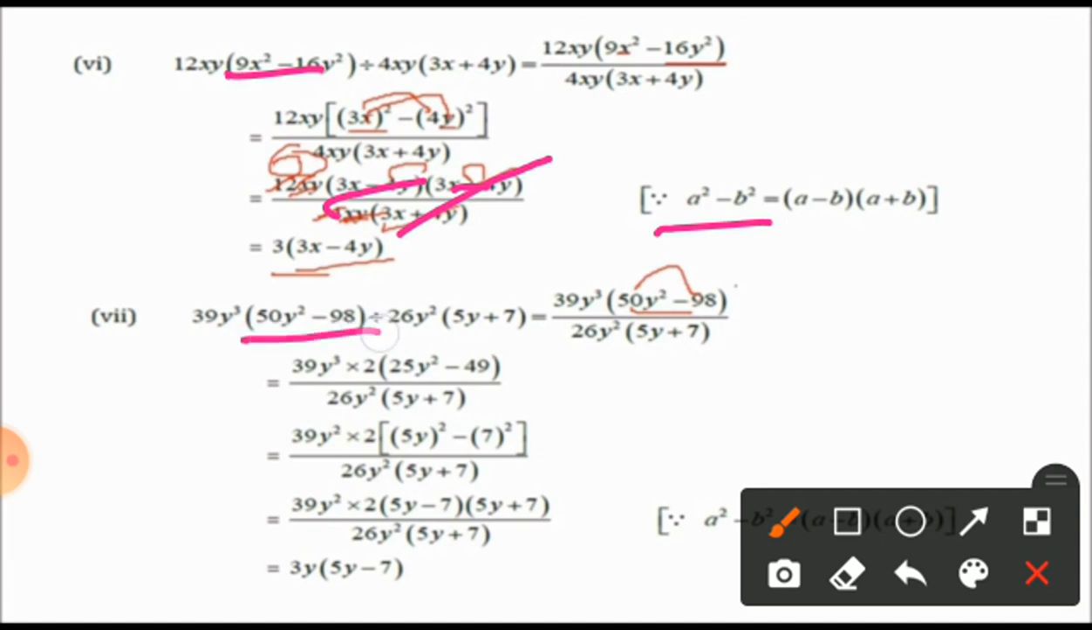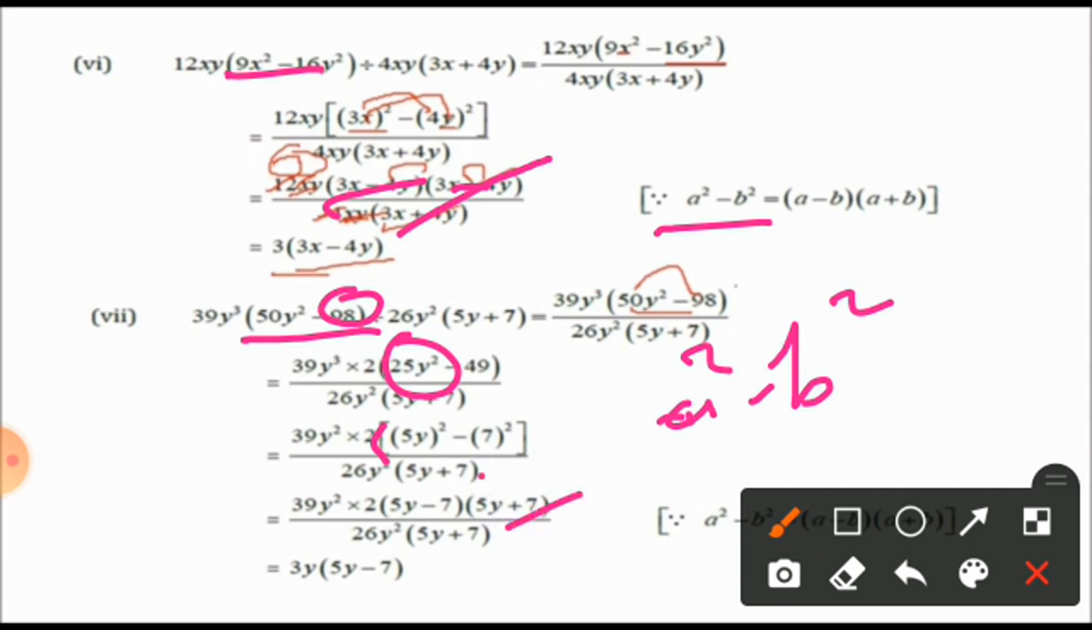Look at the next question, the last 7th one: 50y cube minus 98y. Out of this, if I take out 2, so 25y square minus 49, and 49 is the square of 7. That's why I am taking the 7, and 2 is the common factor outside. So 5y square minus 7 square, can I write it as a square minus b square? Yes, correct. Now 5y minus 7, 5y plus 7.